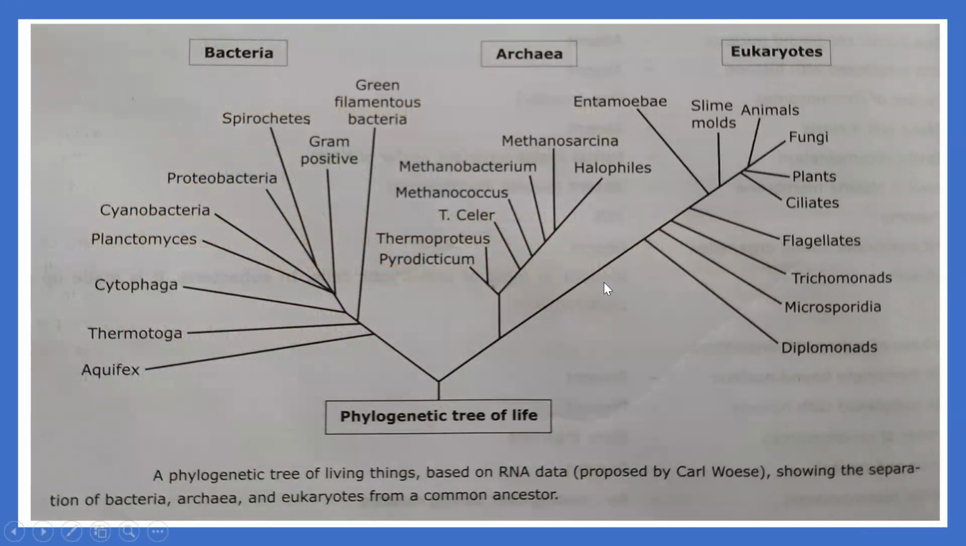So, if we trace the phylogenetic tree of life, we can locate the position of eukaryotes. These are the three important domains of life, namely bacteria, archaea, and eukaryotes. Here we can locate the position of animals, fungi, plants, bacteria, the protozoa, and the slime molds.